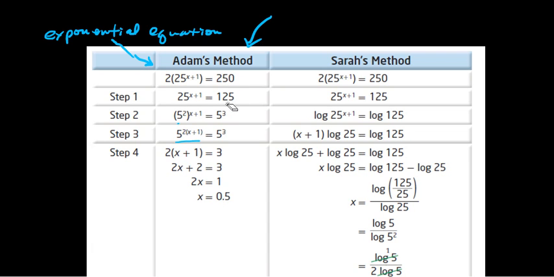Now, we can write 25 and 125 with the same base, and that's what Adam did down here. 25 is 5 squared. This is 5 cubed. You work all this out, power raised to a power you multiply. You get now the same base, and we're going to let this equal that. Solve, we get x.